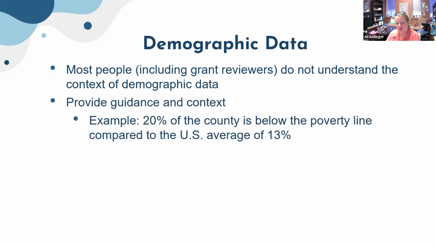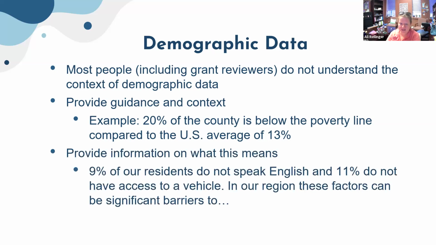So we strongly suggest that you use guidance and context, that you write these things so that people can see these comparisons. For example, 20% of the county is below the poverty line compared to the US average of 13%. We're giving guidance and context so that people reading this understand how you're interpreting the demographic data. And then we can also provide more information on what that means.